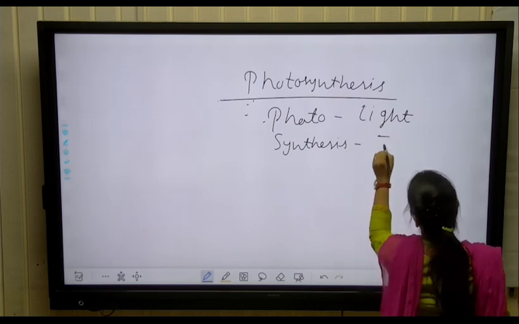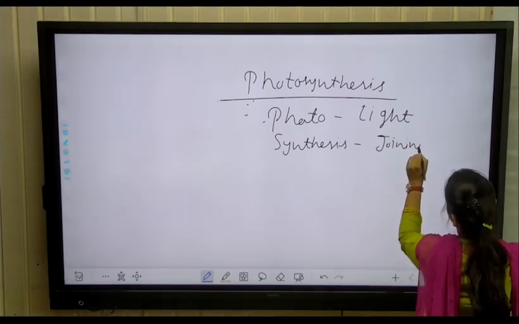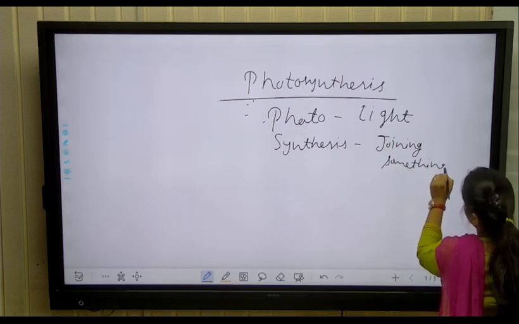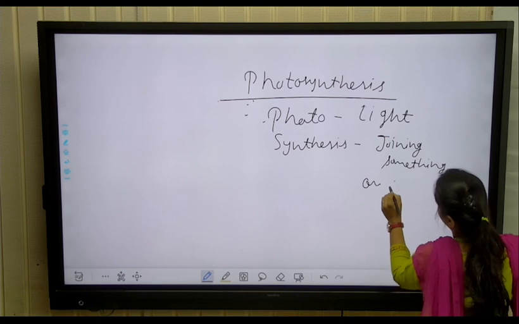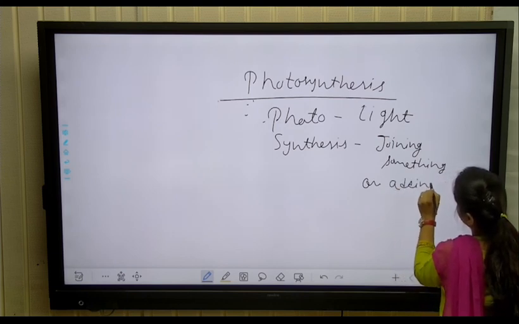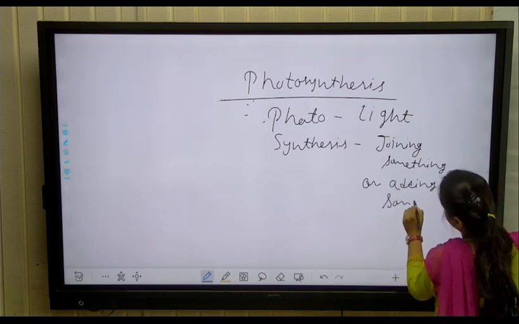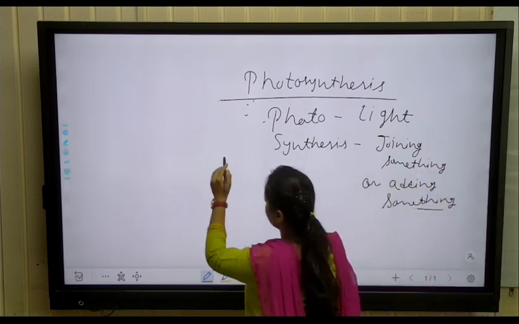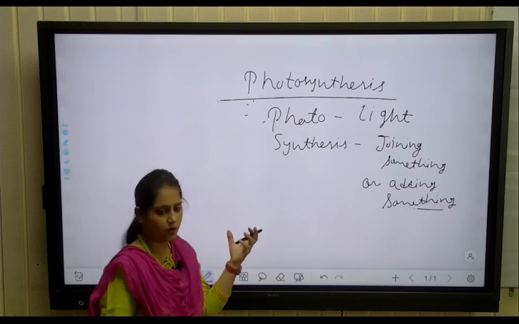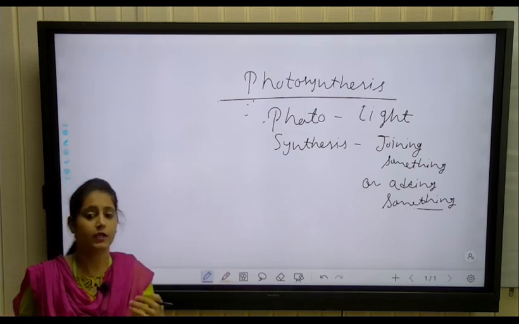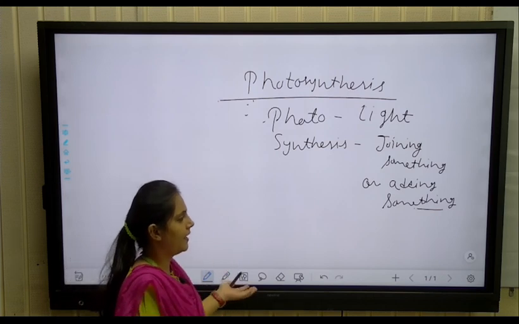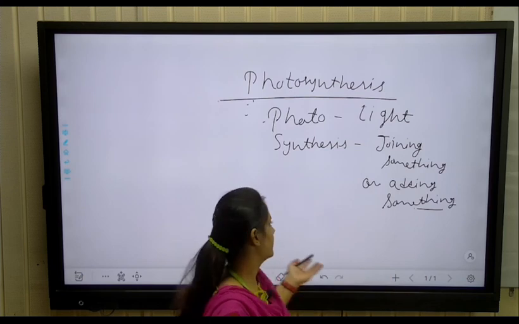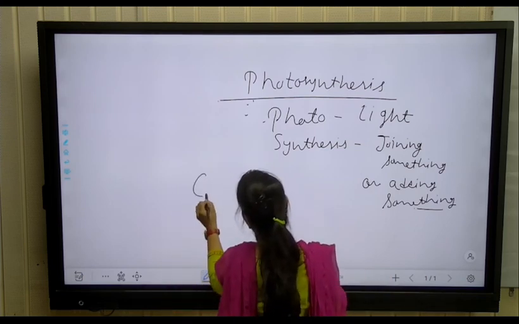means joining something or adding something. So in this process we add something with the help of light, but which things are added, and what is this process all about? Let's discuss with a simple equation.